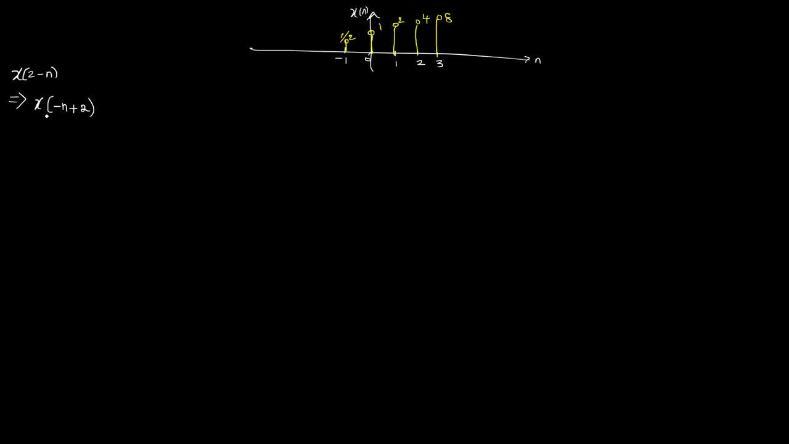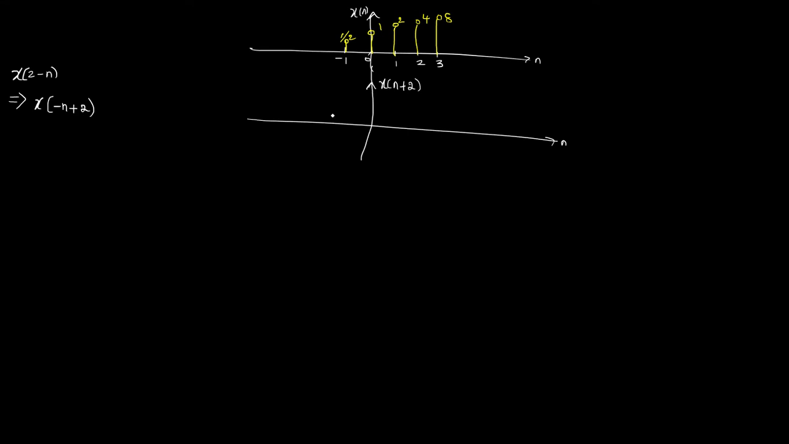Now here there are two operations. One is the shifting operation, n plus 2, and the other one is the time reversal operation, minus n. Which one do I have to perform first according to the precedence rule? First I have to perform shifting. x of n plus 2 should be performed first. It is time shifting by 2 units, left or right shifting? x of n plus 2 means left shifting.